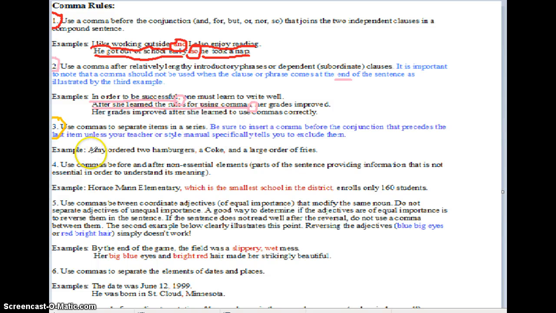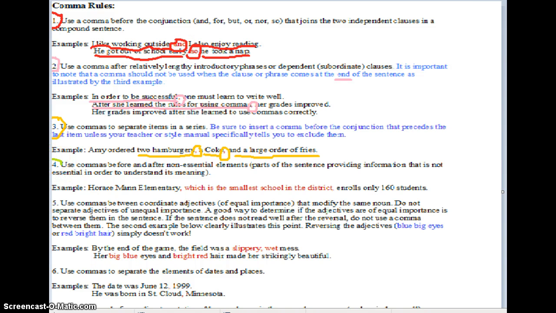Here's an example. Amy ordered 2 hamburgers, the first item in the series, comma, a Coke, comma, and a large order of fries. If you just have 2 items in a series and you're combining them by an and, you do not need to separate them by commas.